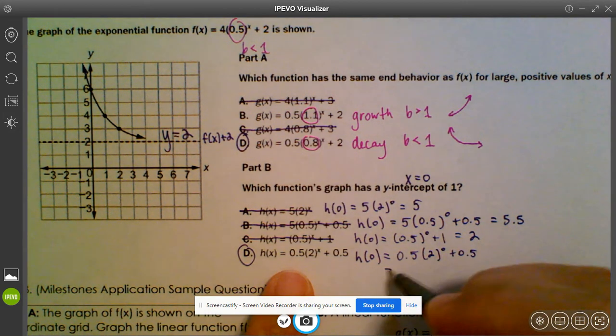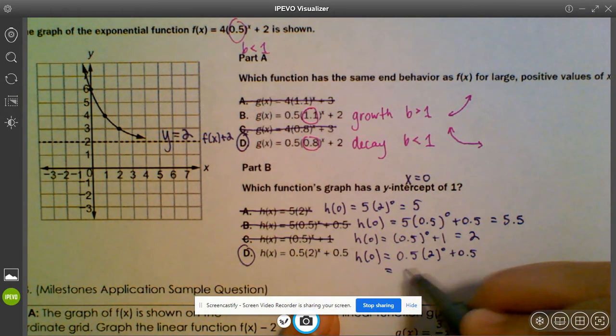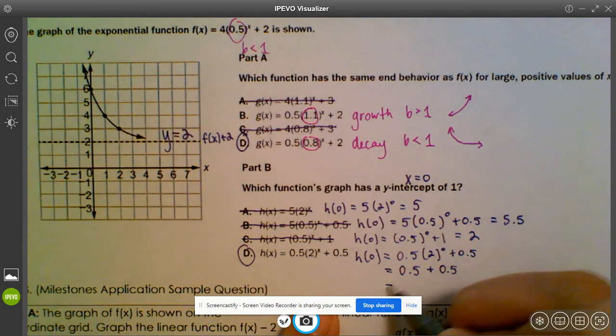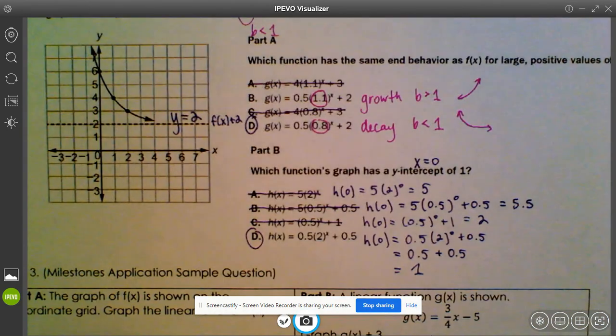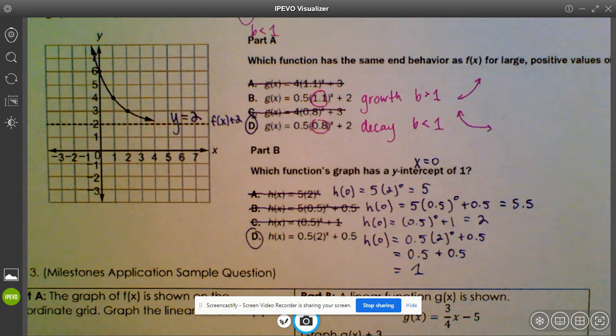But what you'll want to do is grab a calculator and look at this. 2 to the 0 is 1. 0.5 times 1 is 0.5, and when you add it to 0.5, you do get 1. So we're just verifying. So D is the correct answer. So make sure that you're able to perform a two-step problem. One compares a graph with a function, and then the next one will just ask you a characteristic of a particular function.